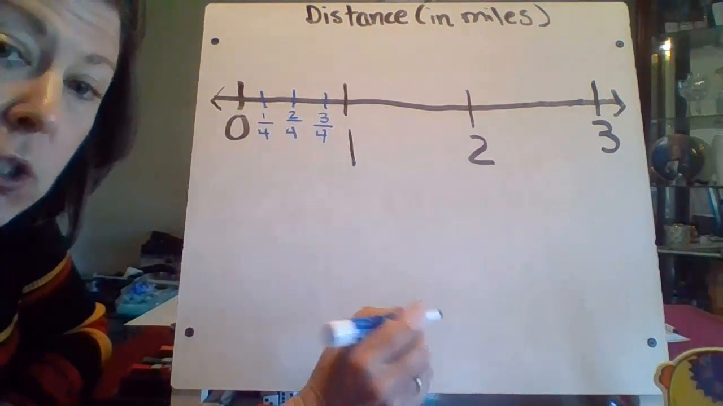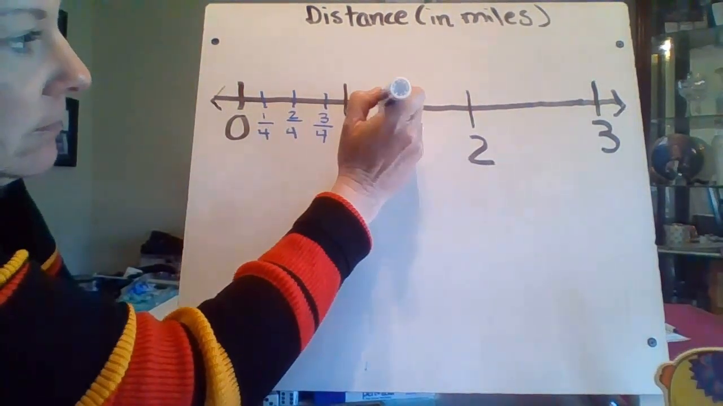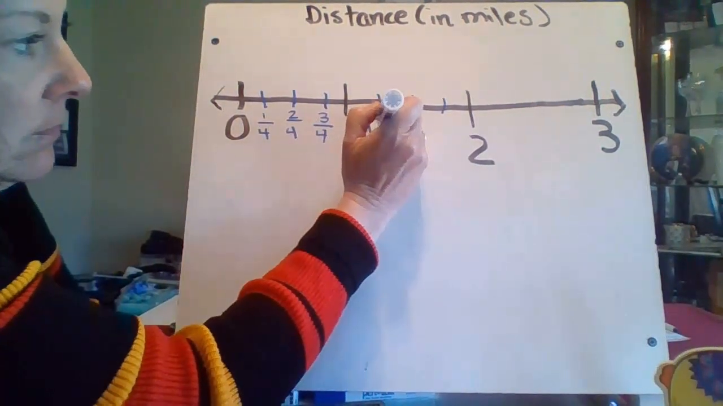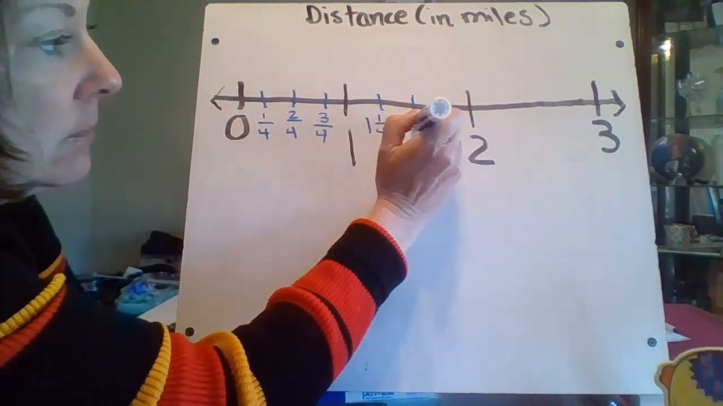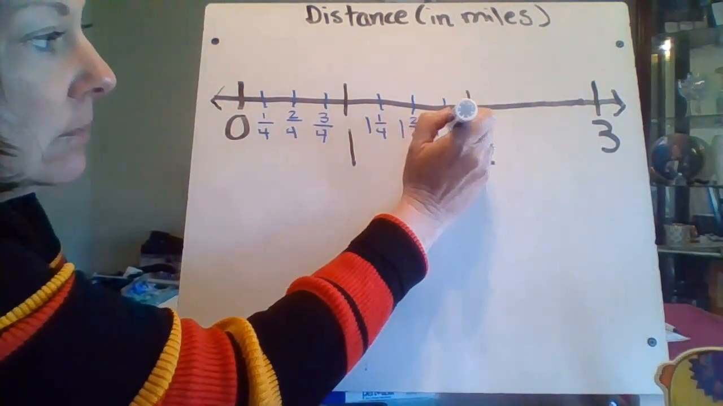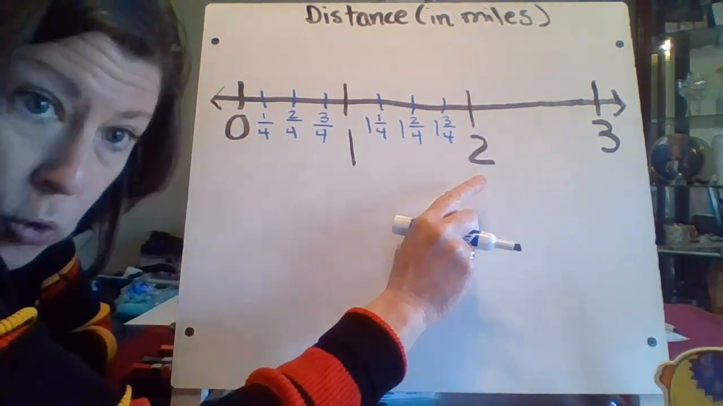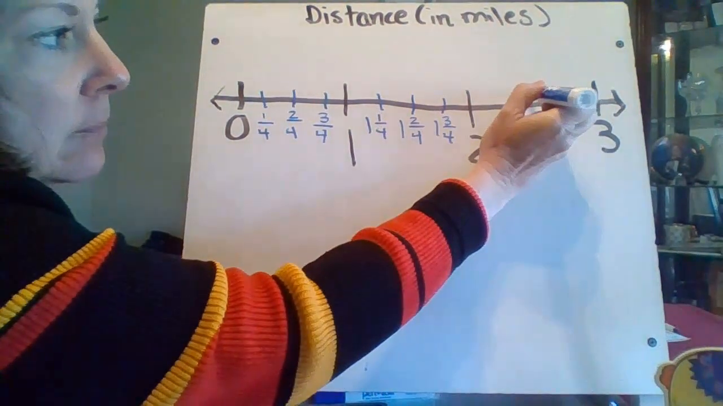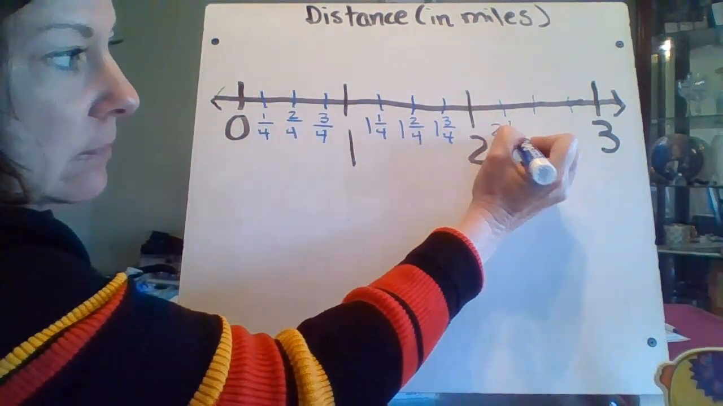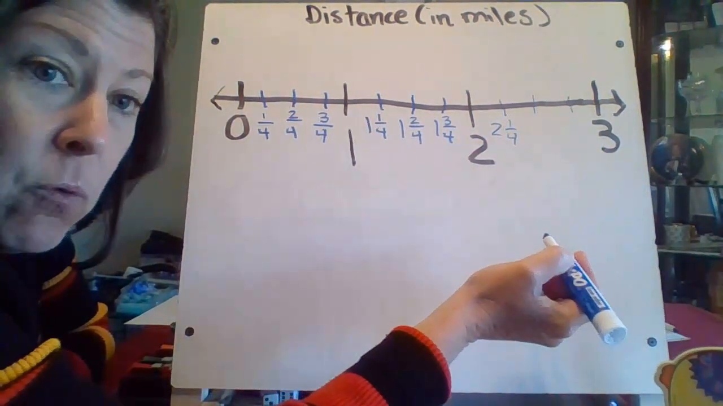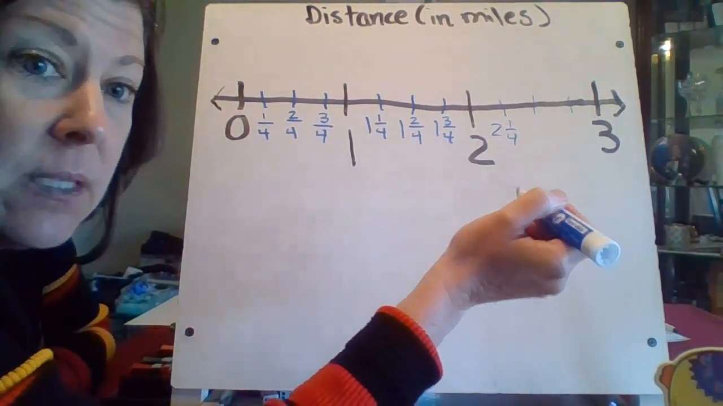0, 1/4, 2/4, 3/4, 1 whole. 1 1/4, 1 2/4, 1 3/4, 2 wholes. 2 1/4, 2 2/4, 2 3/4, 3.